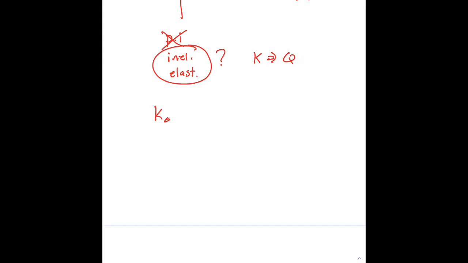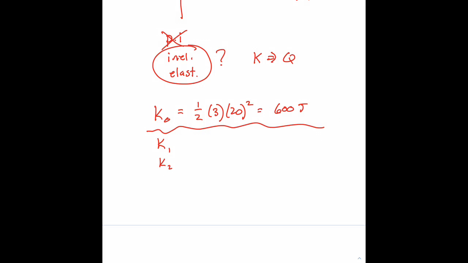So remember, all of the kinetic energy prior to the collision is only due to the motion of the 3 kilogram object. The 2 kilogram object was at rest. So the total initial kinetic energy is 1/2 times 3 kilograms times 20 meters per second squared. And I think you agree that that's equal to 600 joules. Now, the final kinetic energy comes in 2 parts. We have the final kinetic energy of one object and the final kinetic energy of our second object.